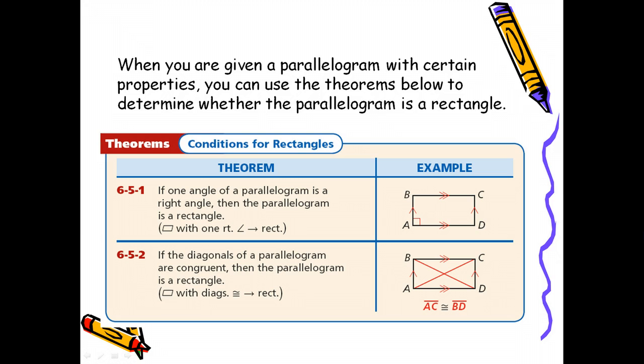If we're given a condition, then we can decide what kind of quadrilateral it is, or if it's a parallelogram, if it's a rectangle, if it's a rhombus, or a square. So we remember the other conditions. We had the fact that if it was a rectangle, it was automatically a parallelogram. 6.5 and 6.2 are kind of going backwards. If one angle of a parallelogram is a right angle, then the parallelogram is a rectangle. If the diagonals of a parallelogram are congruent, then the parallelogram is a rectangle.